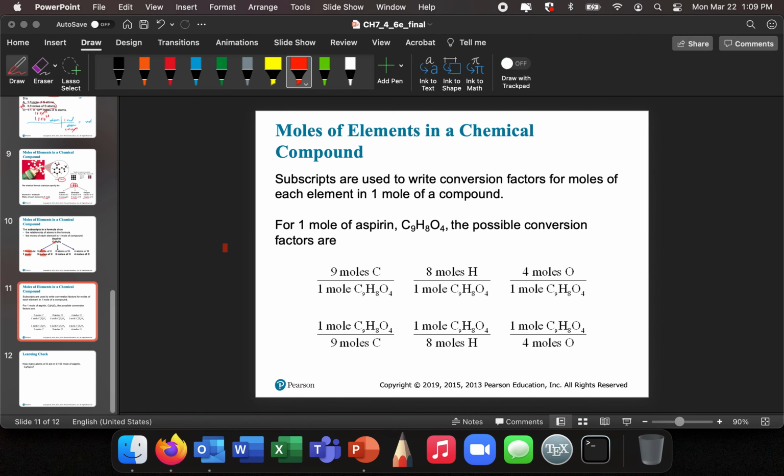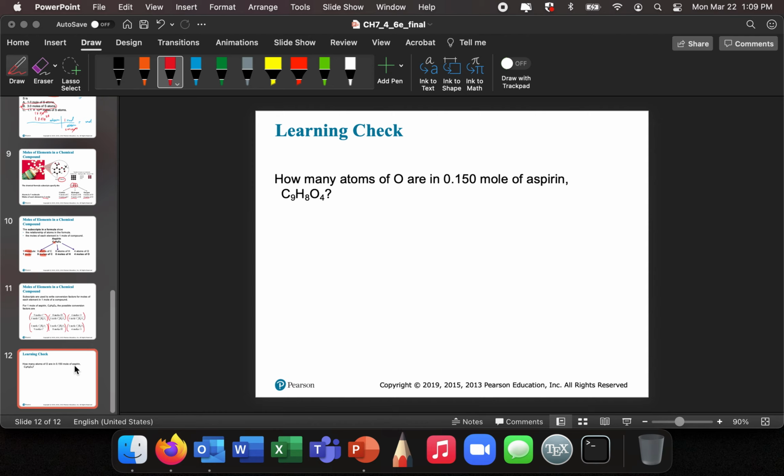So let's do an example. Since we know that, we can set up conversion factors. Here are 3 conversion factors that we can get, actually 6, because it depends. If we're going from moles of aspirin to moles of carbon, we would use this. If we're going from moles of carbon to moles of aspirin, we would use that one. You've used conversion factors before. So here are 6 conversion factors we can get out of this, and let's finish this conversation with a learning check. Set this up, make an attempt at it, then pause the video and come back and check your answer against mine.